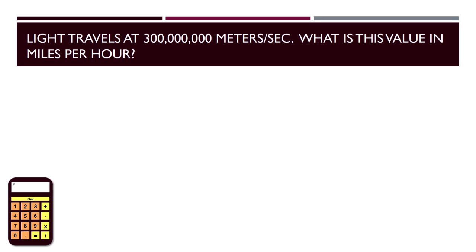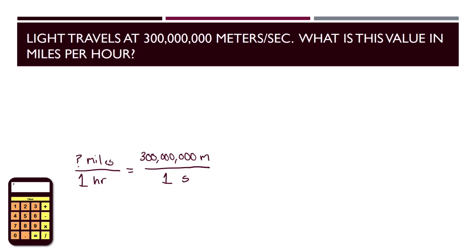That's still pretty fast, okay? What is this value in miles per hour? So the question we're going to ask is how many miles in every 1 hour does light travel if it's traveling at 300 million meters in every 1 second?